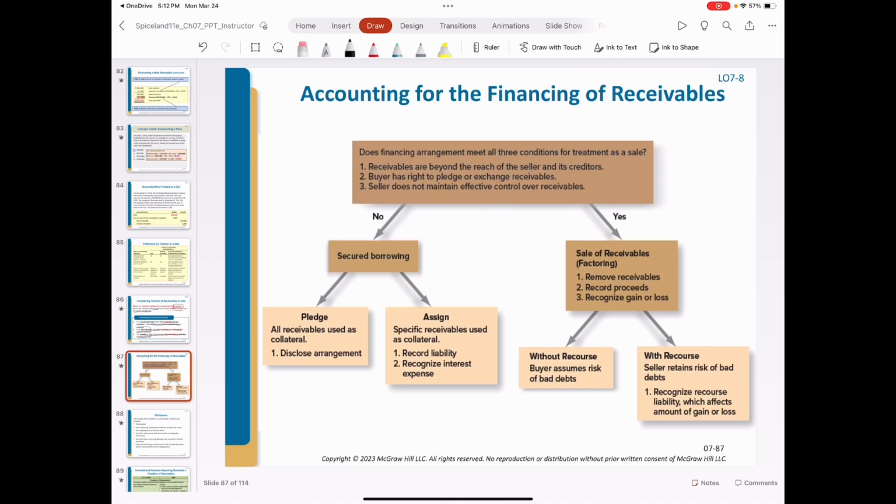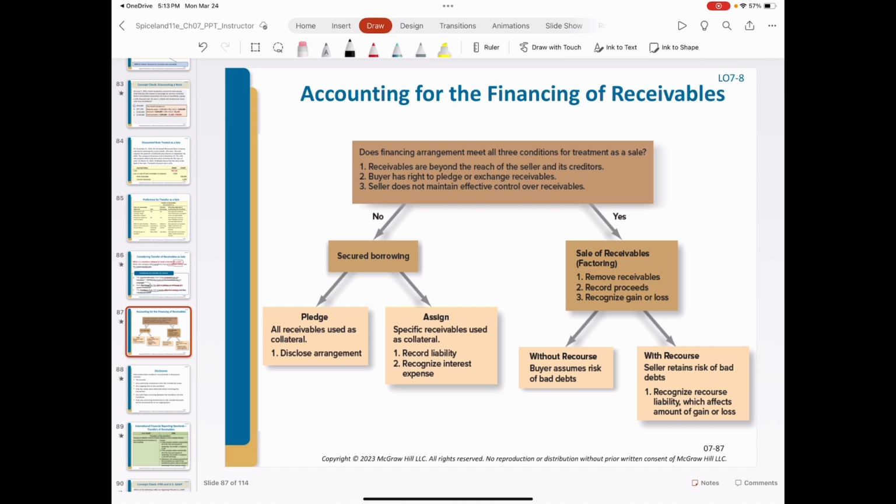So here, this is a flow chart. Financing with receivables depends on whether these conditions are met. If yes, this is a transfer of receivables, or sales. And there are two circumstances: without recourse, with recourse. If these conditions are not met, no, it is secured borrowing. In this text, we cover the pledge. All receivables used as collateral. We didn't talk about assignment. This is for the specific receivables used as collateral instead of all the receivables. But anyway, they are very similar.